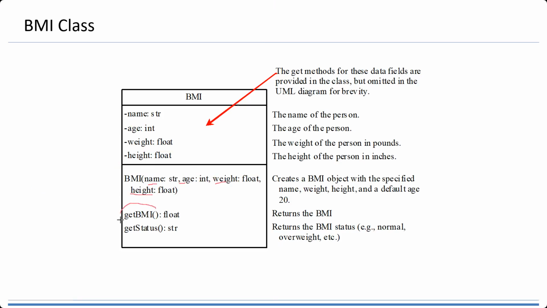And we are going to create 2 methods. The first is get PMI, and the second is get the status. If we do this method, return the PMI, it means we need to calculate the PMI. If this one, get status, it means we are going to get the status, whether it is normal or overweight, and etc.